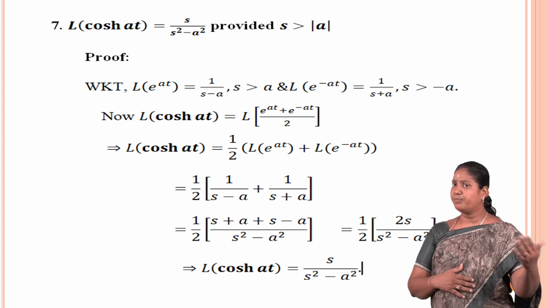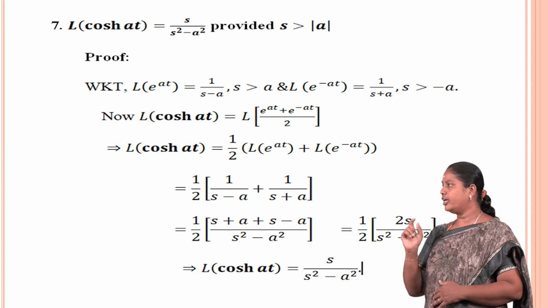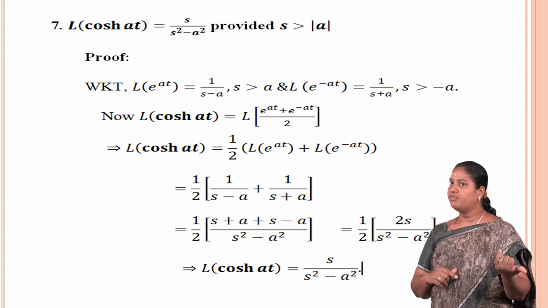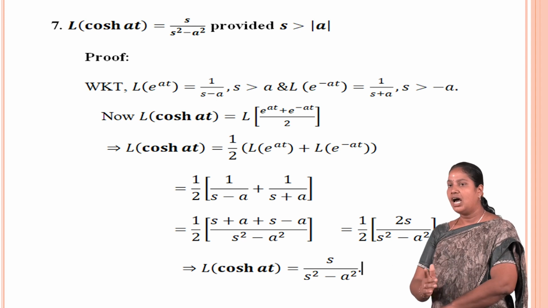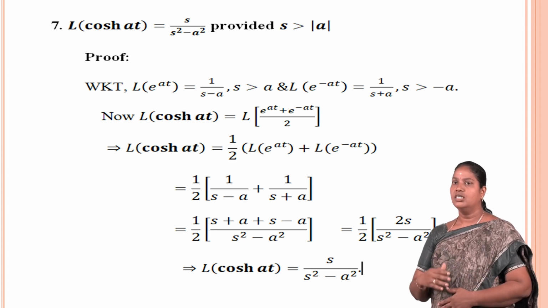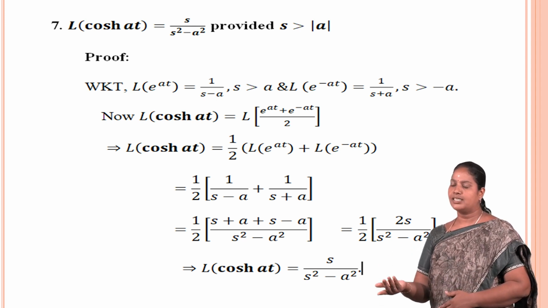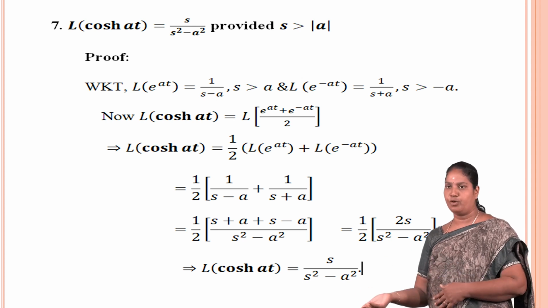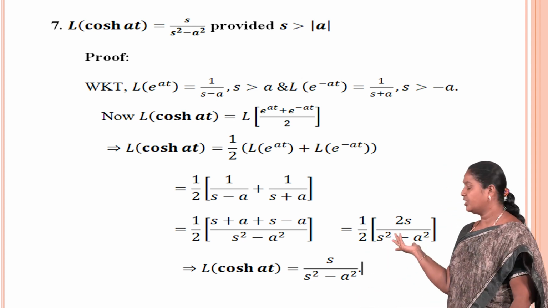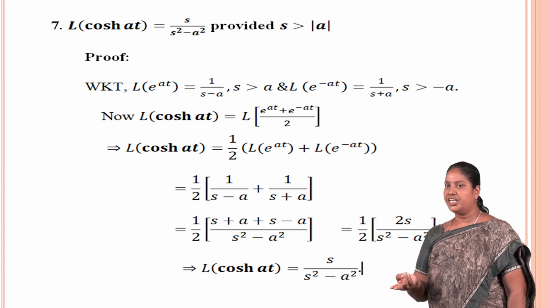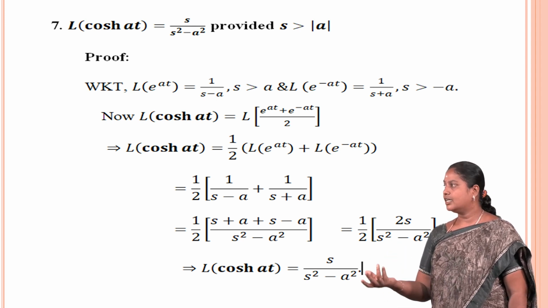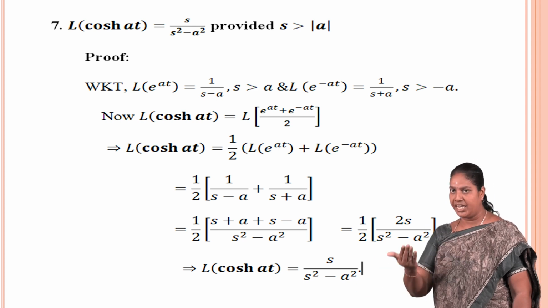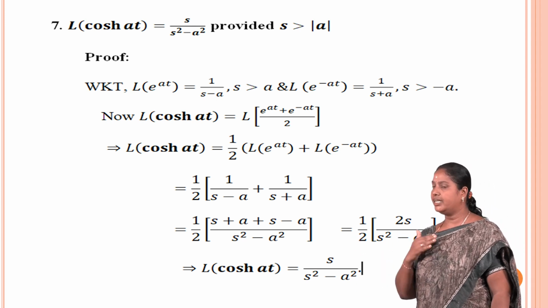What is the difference between the previous formula and this formula? Only the numerator: in the previous formula we get a in the numerator, here s will be the numerator. But the procedure is the same. We are going to apply the Laplace transform of e power at and e power minus at, which is in the presentation, and cosh at according to the hyperbolic function can be represented in terms of exponential functions as e power at plus e power minus at divided by 2.